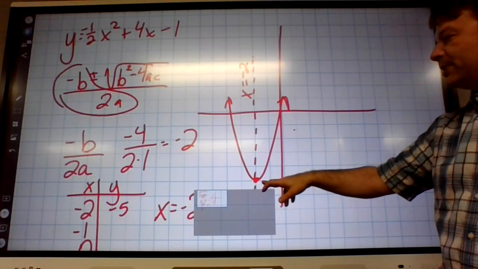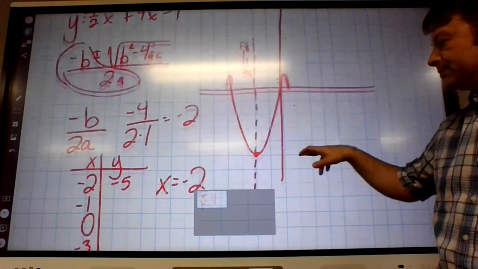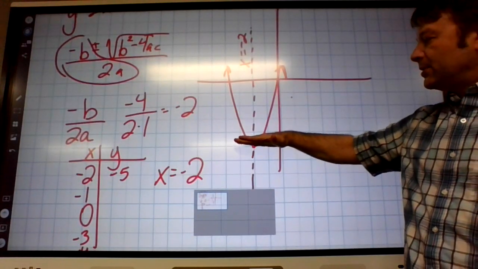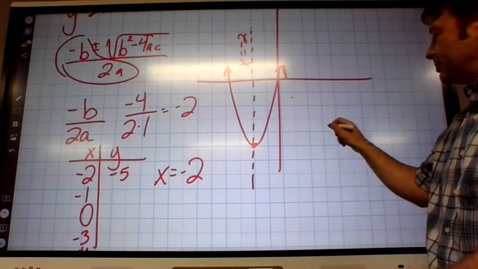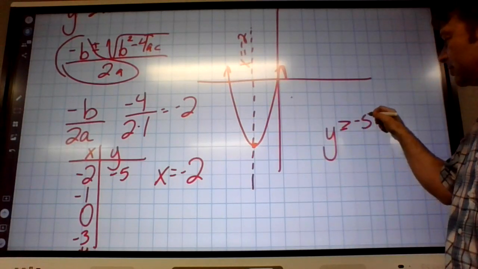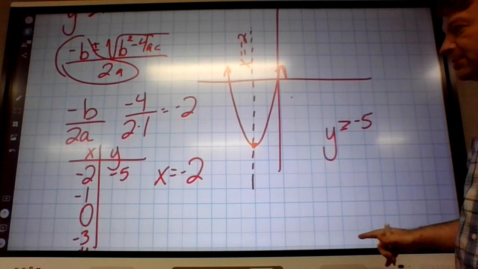What is the range going to be? Anything above negative 5. The lowest y value on this graph is negative 5, but all the other y values are covered, so y is greater than or equal to negative 5. That would be the range.